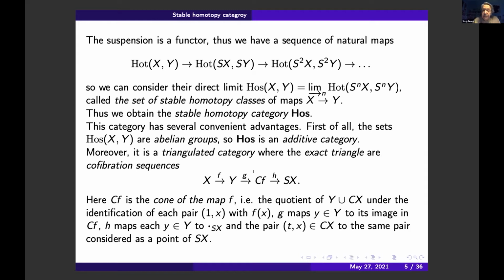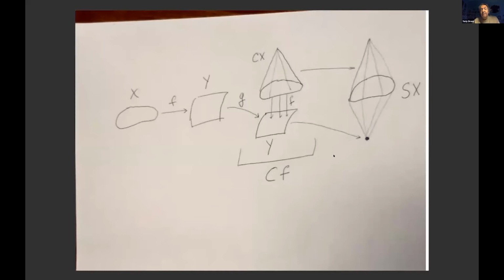Here, CF is the cone. Maybe I will show the picture. If we have a morphism f from X to Y, then we take the cone over X, then glue it to Y using this morphism f on the bottom, and then we take the quotient by Y, so we map Y to the unique point, and then we take the suspension.